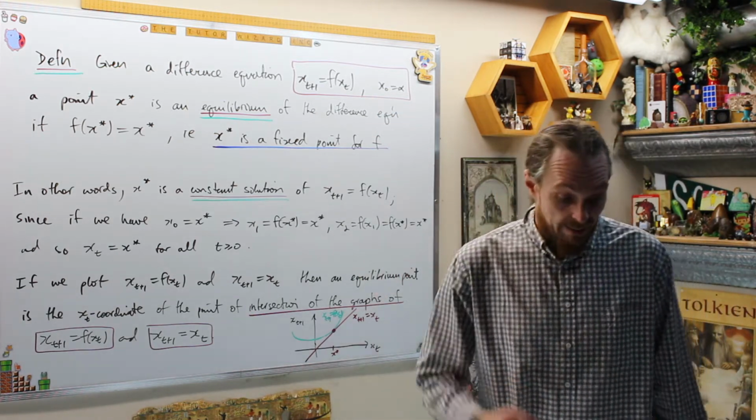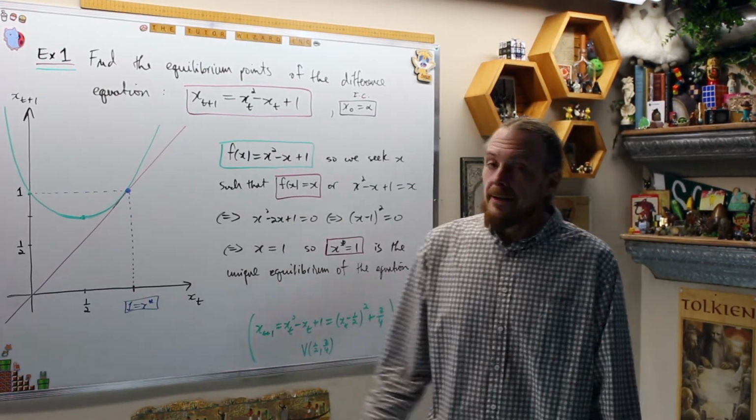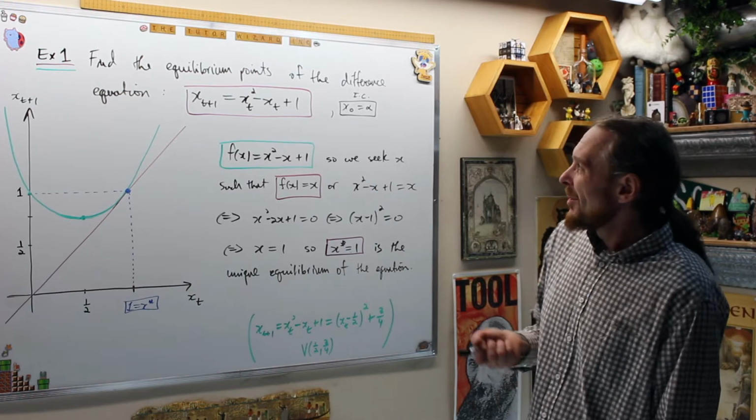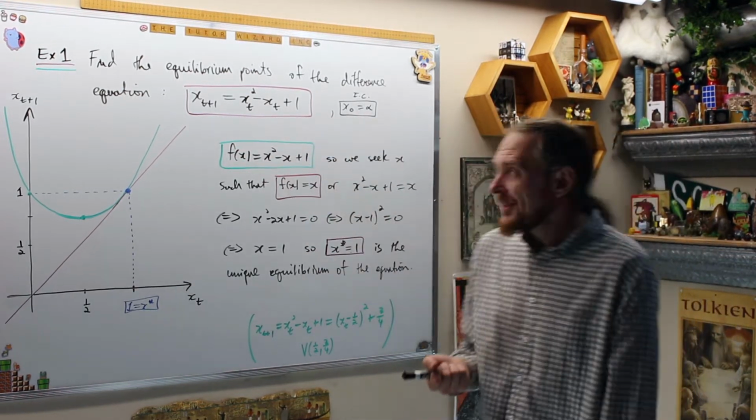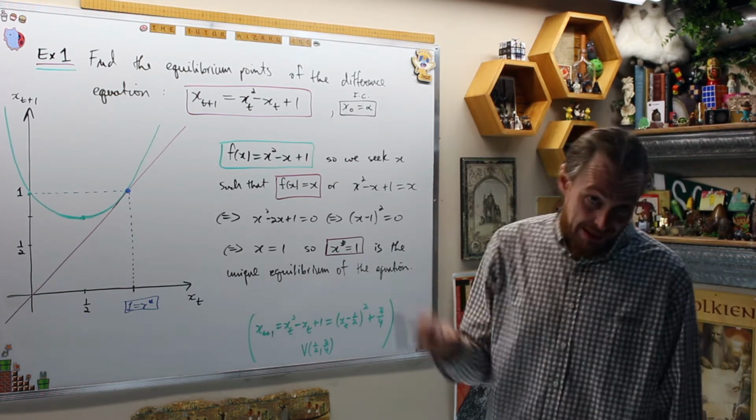Let's do a couple examples. Example 1, find the equilibrium points of the difference equation x t plus 1 equals x t squared minus x t plus 1. This is nonlinear also.